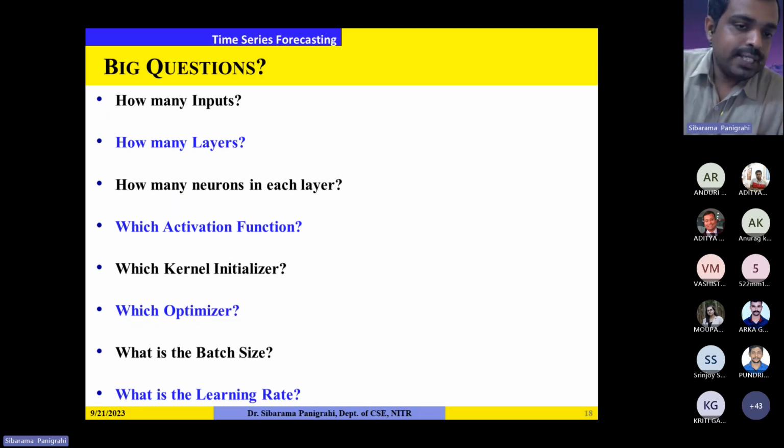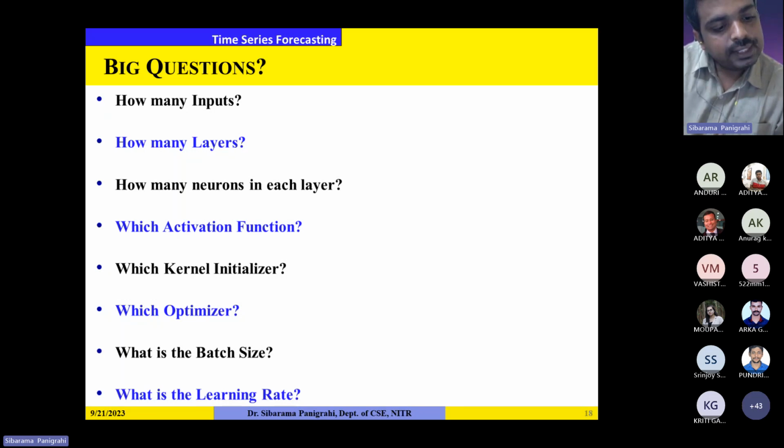So the big question is how many inputs, and the number of inputs can be obtained by analyzing the autocorrelation and partial autocorrelation function of the series, or by making recurrence quantification analysis of the series. And how many layers? We will go through how to optimize these things. How many neurons in each layer? Which activation function? Which kernel initializer? Which optimizer?